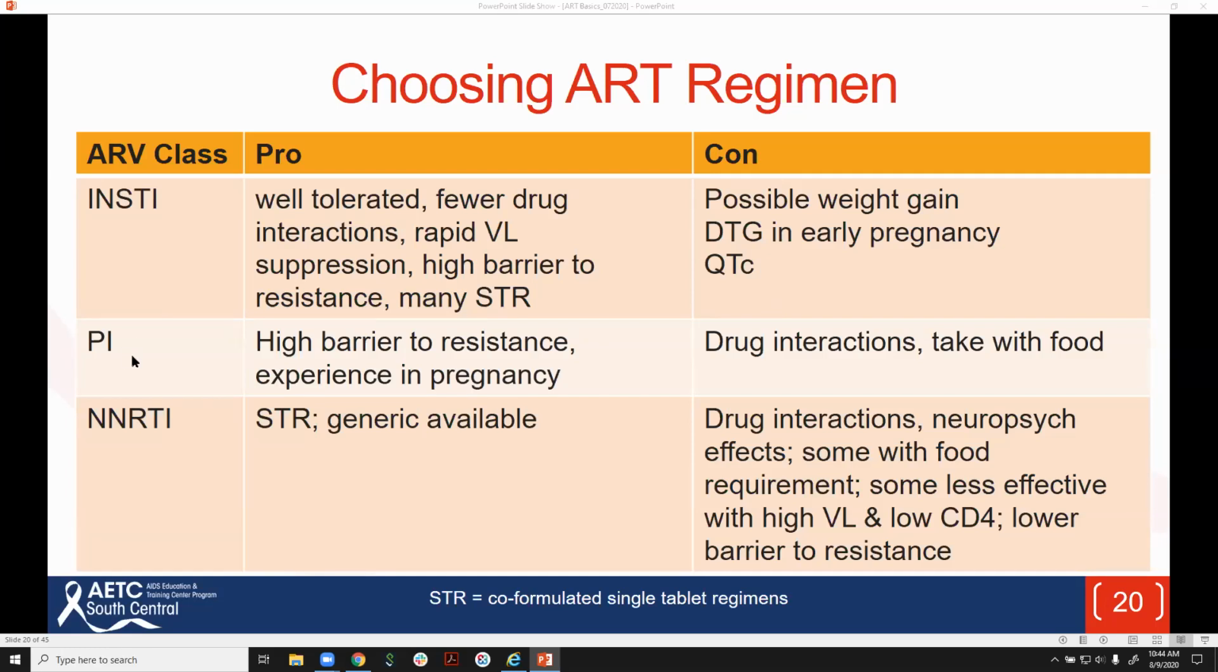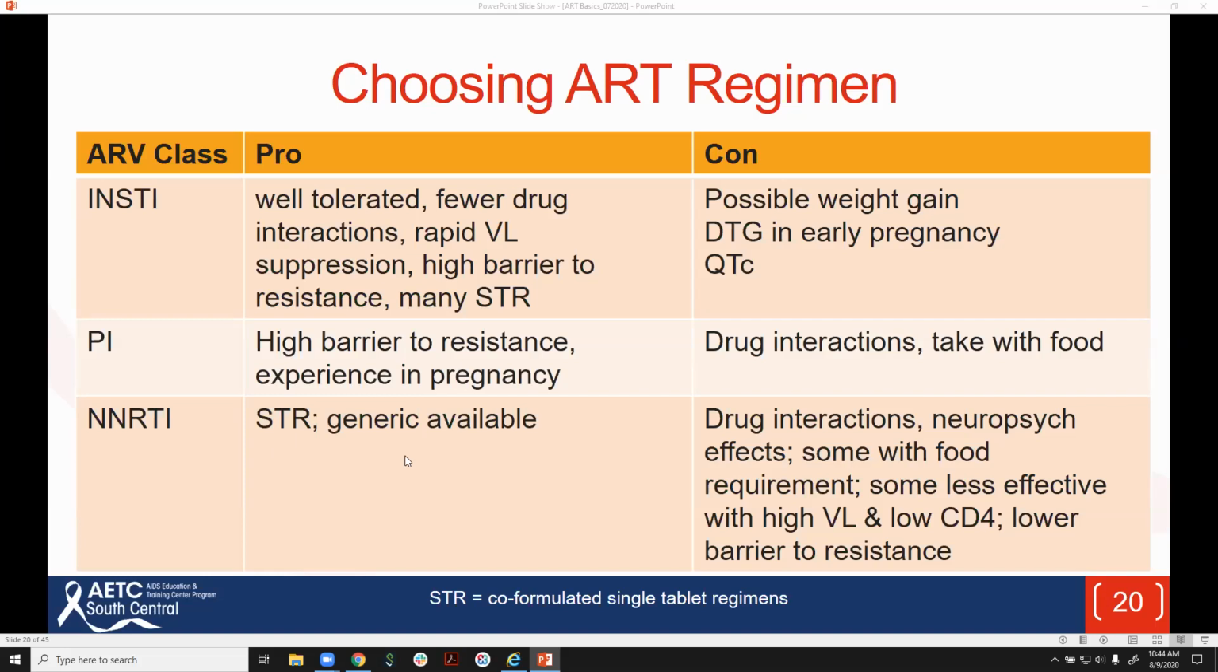The boosted protease inhibitors also have a very high barrier to resistance, meaning that multiple mutations are needed in order for that class not to work, and there's good experience in pregnancy, which is really great. The cons are drug interactions. Again, they're boosted, so they interfere with the metabolism of other medications that use the same enzyme, and they have food requirements, which may or may not be a challenge for your particular patients. The non-nucleoside reverse transcriptase inhibitors all have single tablet regimens available.